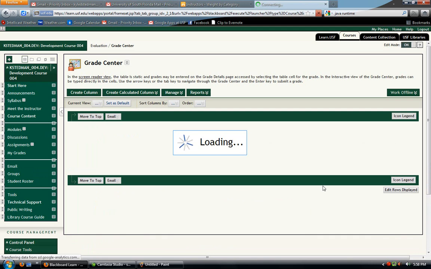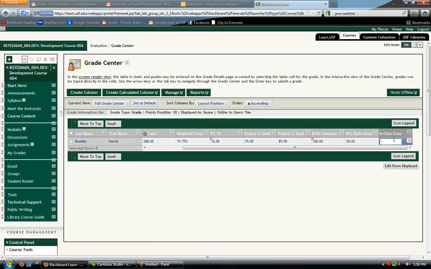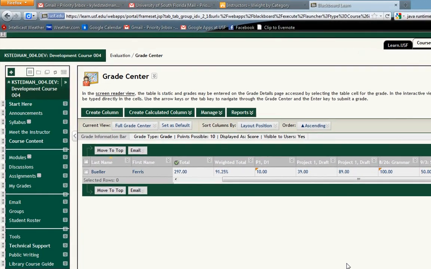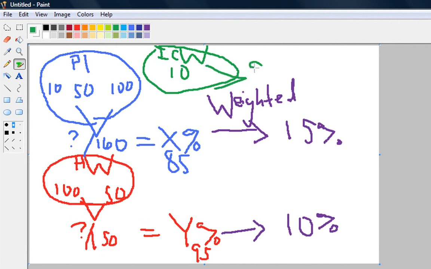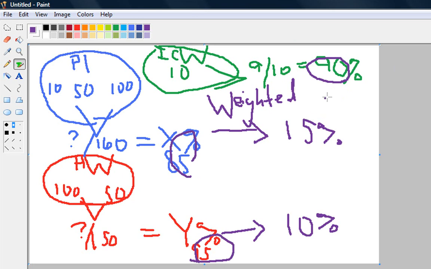So that means if I give that student a 9 out of 10, the way Blackboard does that math is it's like, all right, there's another category here, the in-class writings category. And there were 10 possible points, and the student got 9 out of 10 possible points, which equals 90%. And now that 90% is treated the same as this 85%, the same as this 95%, and it's going to be weighted with those at 10% of the final grade, because that's what I told it to do in the weighted total column's category.